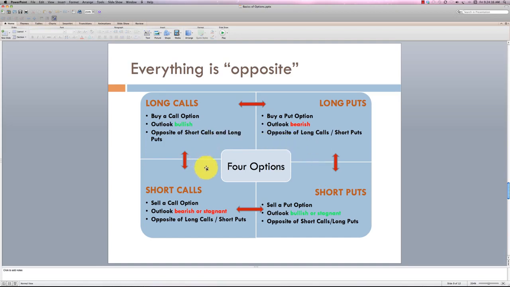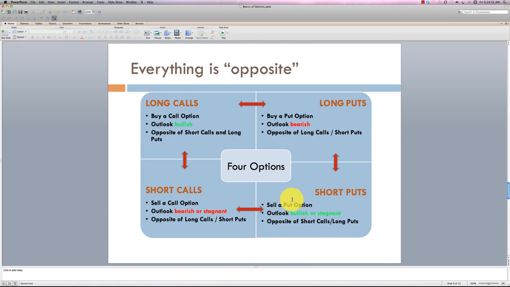So everything is opposite, meaning every position has at least two opposites to it, and the opposites are its adjacent boxes on this slide. So long call will be the opposite of a long put as well as the opposite of a short call. Similarly, the long put will be the opposite of a long call and the opposite of a short put. And a short put will be the opposite of a short call and the opposite of a long put. And finally, the short call will be the opposite of the long call and the short put.